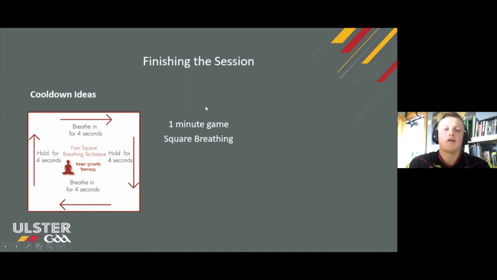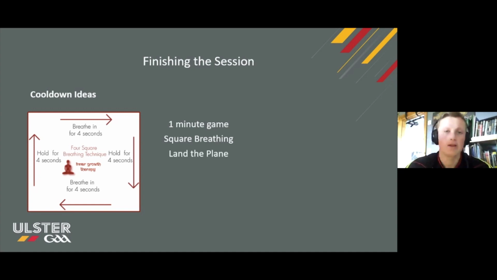Okay, so you're breathing in, holding for 4 seconds, and then breathing out and holding for 4 seconds at the bottom. So the idea of this is just to slow the breathing down. And then in turn that'll help slow the heart rate down and calm everything down as we go through.